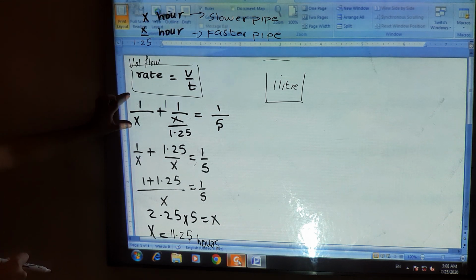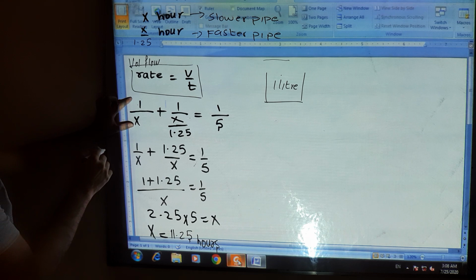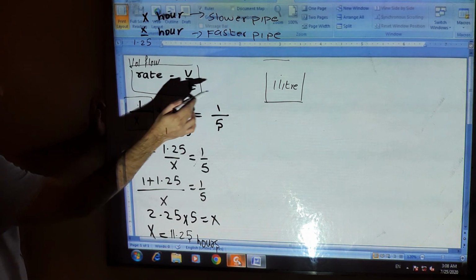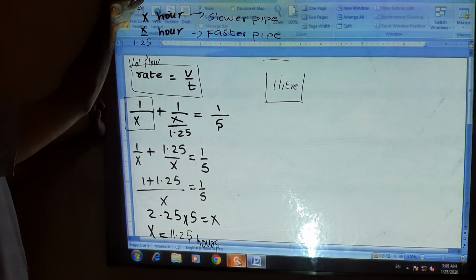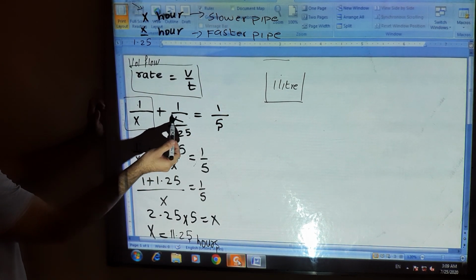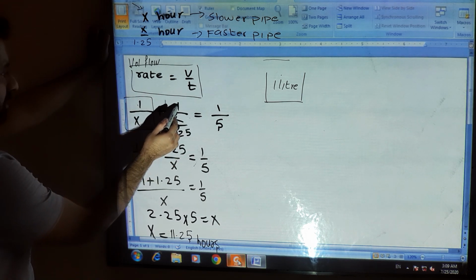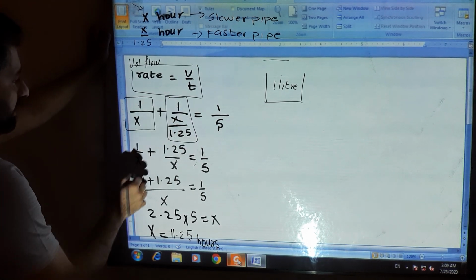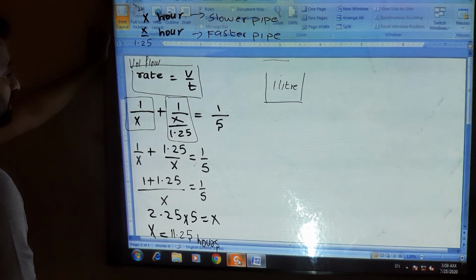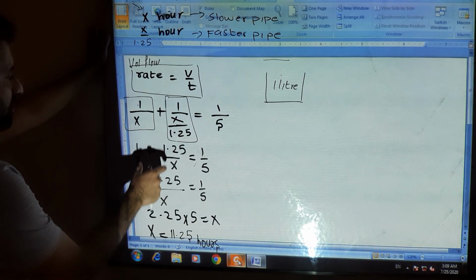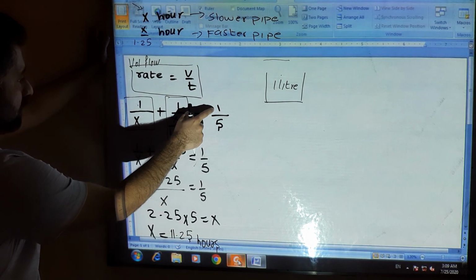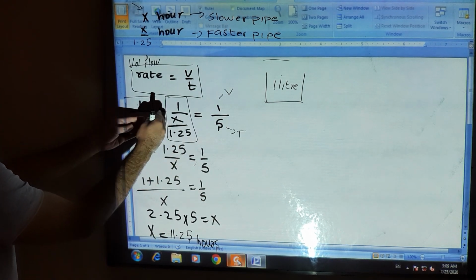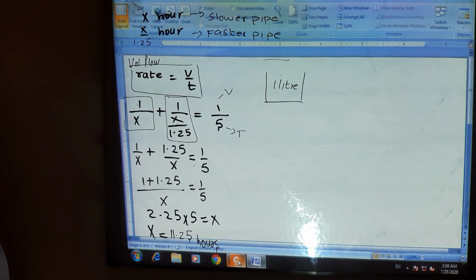So this is the flow rate for the slow pipe, volume over time. Volume is 1, I have supposed that, time is X hours, plus, because both pipes are being used, volume divided by time for the fast pipe, and the fast pipe is faster, that's why I have divided X by 1.25. Now both pipes equal 1/5. 1 is the volume of this tank and 5 is the time taken by both pipes using this formula.